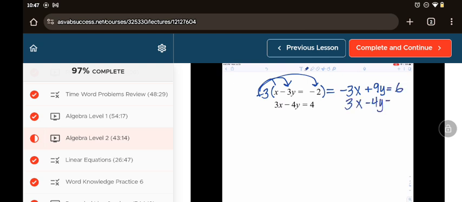And then I'm going to rewrite the second equation underneath this so that it's easy for me to see. So now -3x plus 3x cancels out. That just gives me 0. Okay? And 9y minus 4y is 5y, because 9 minus 4 is positive 5. And here, 6 plus 4 is 10.